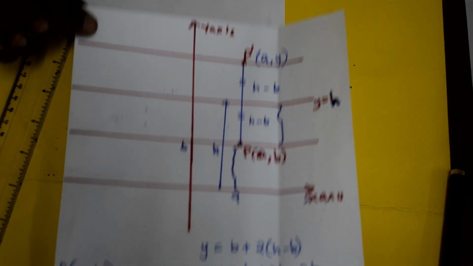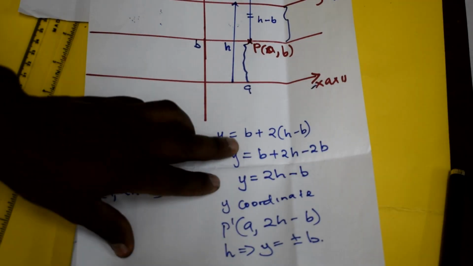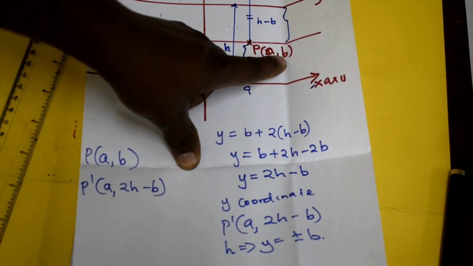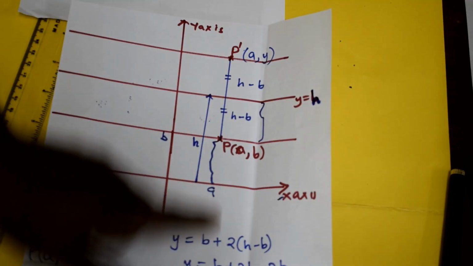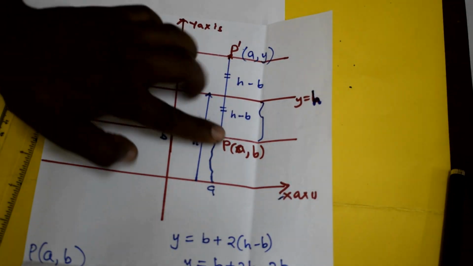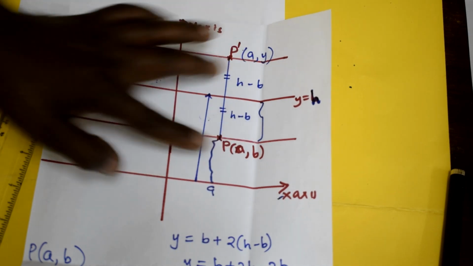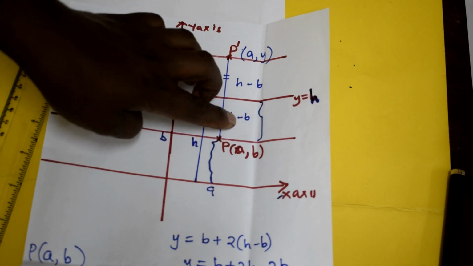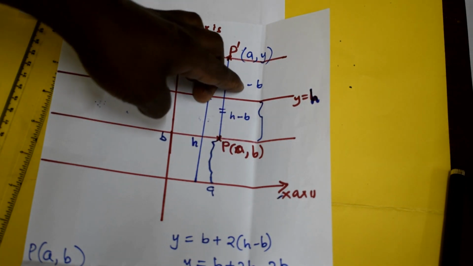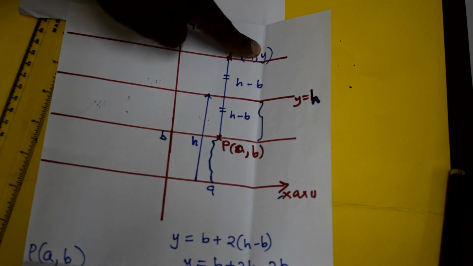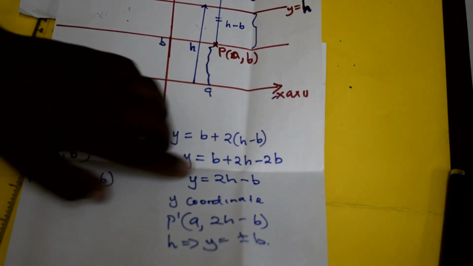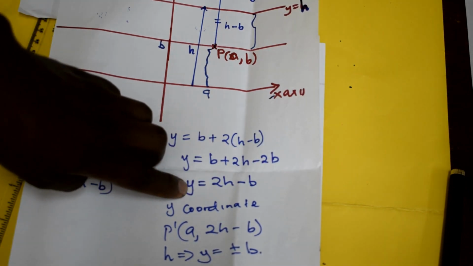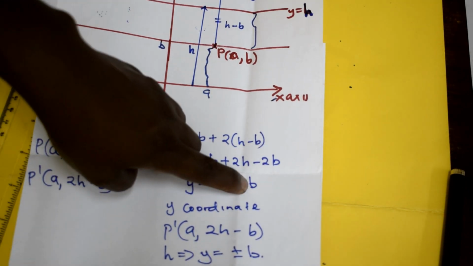So the y coordinate will be equal to b, which is the initial for P, plus twice this distance. For us to get y, we are going to take b plus this distance, which is twice h minus b, or b plus h minus b plus h minus b will be able to get these y coordinates. If you work out that one, we are going to get b plus 2h minus 2b, which will give us y equals 2h minus b.